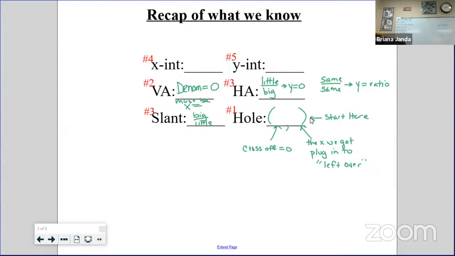Then we move down to our, and remember, these are mutually exclusive. You can't have both, right? Because it can't be in more than one category: little over big, big over little, or same. So you can only have one or the other of those things. Once you figure out which one it is, you automatically know the other ones just do not exist. X-intercept is our numerator. Anything in our numerator set equal to 0.